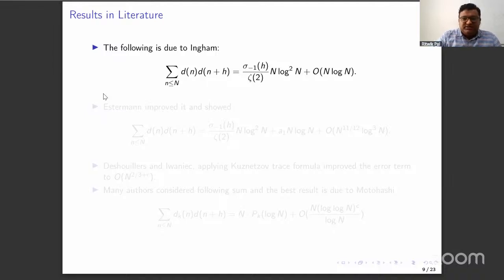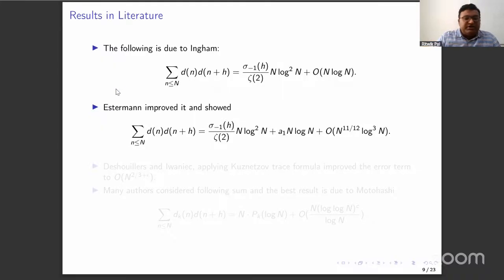The first result for the shifted convolution sum is due to Ingham, where d(n) is the divisor function. Ingham showed that the sum of d(n) d(n plus h) is some constant times N log squared N plus big O of N log N. Ingham did it in 1927. Later, Estermann improved the main term. He showed that the main term has a term like a_1 times N log N, and he improved the error term also. He showed that the error term is N to the power 11/12 plus epsilon.